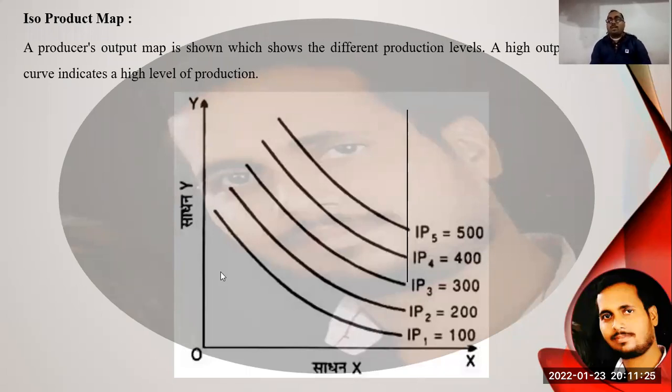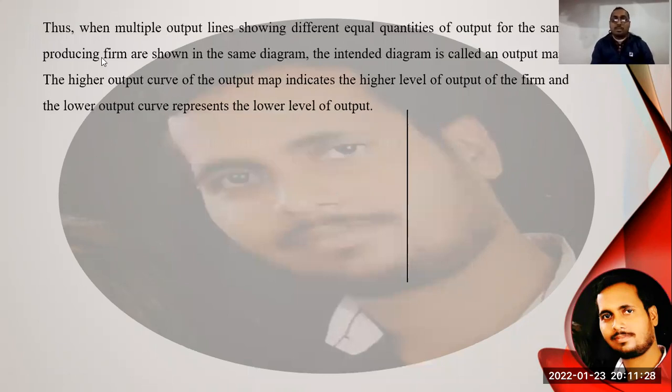So now I think it has been described in this way. Thus, when multiple output lines showing different equal quantities of output for the same producing firm are shown in the same diagram, the diagram is called an iso-product map. The higher curves of the iso-product map indicate a higher level of output of the firm, and the lower iso-product curves represent a lower level of output. It is explained by this analysis, students.